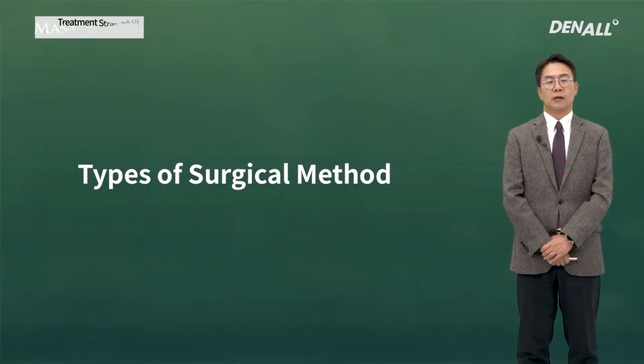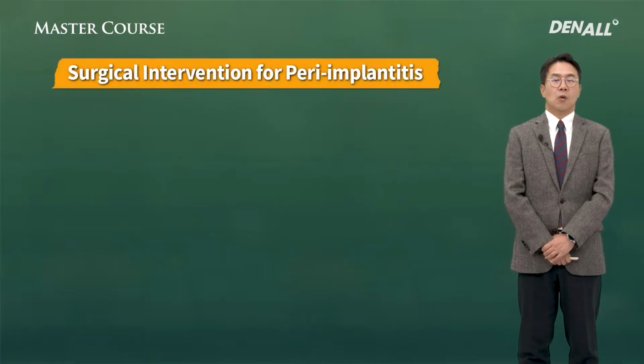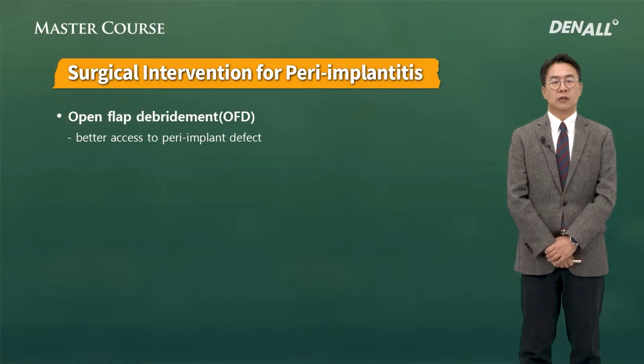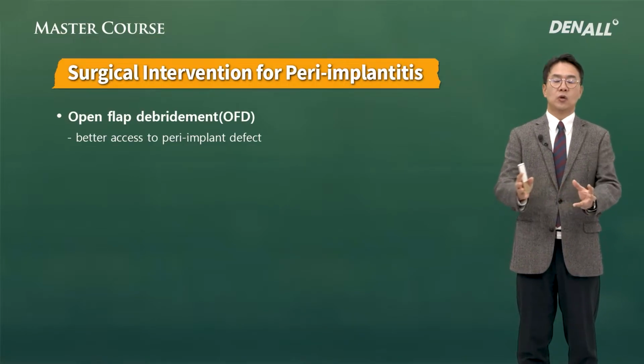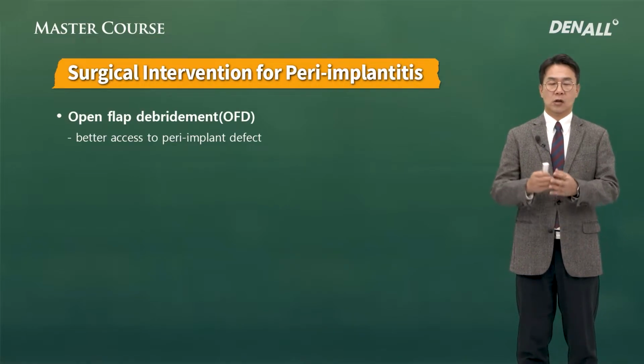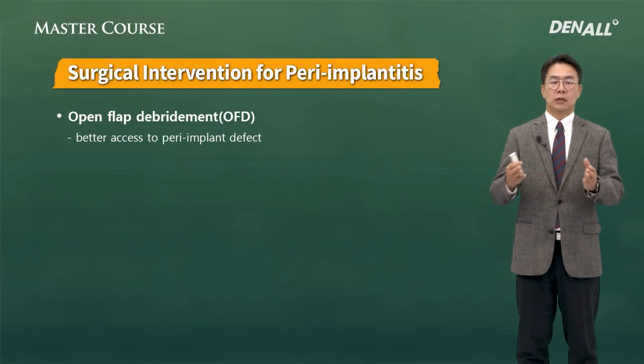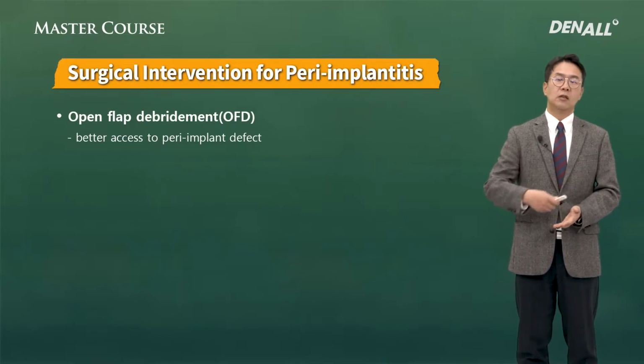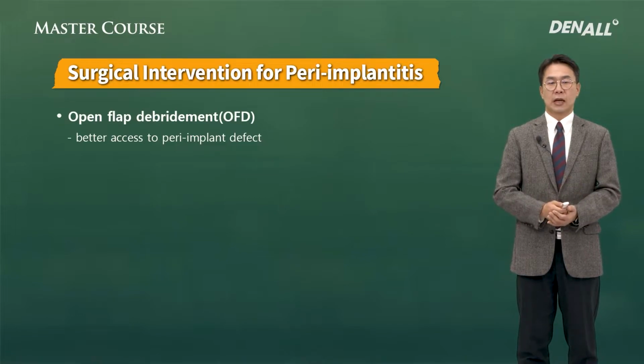Let's look at types of surgical method. First option is open flap debridement. You can open flap and approach the defect area and remove the contaminants after flap elevation. It's quite simple.